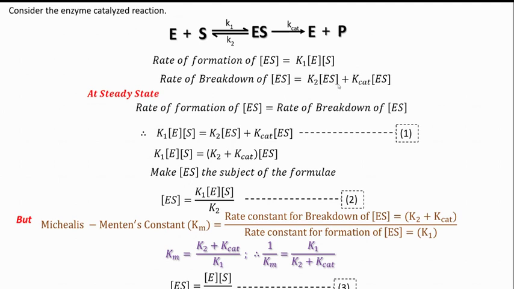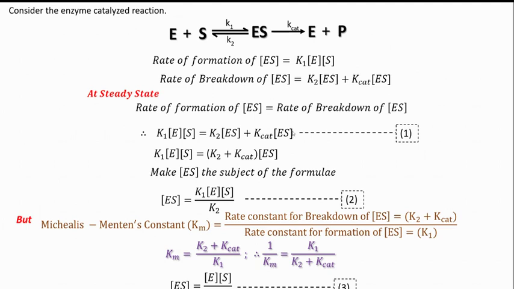Now we have two values for the rate of breakdown, because ES is breaking down in two directions: in the backward direction to form E and S, and to form the products. So at steady state, we say the rate of formation of ES is equal to the rate of breakdown of ES. So we have that K1, which is the rate of formation, K1 multiplied by E and S will be equal to K2 multiplied by ES plus K cat multiplying by ES.